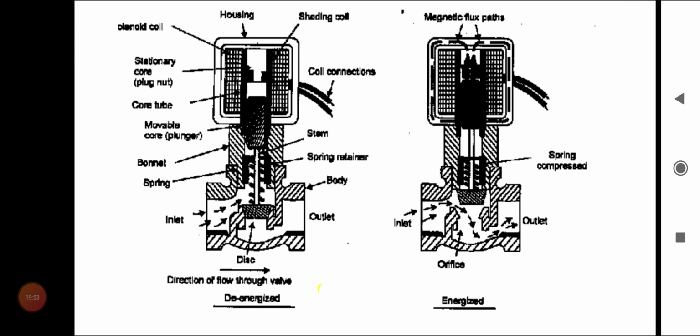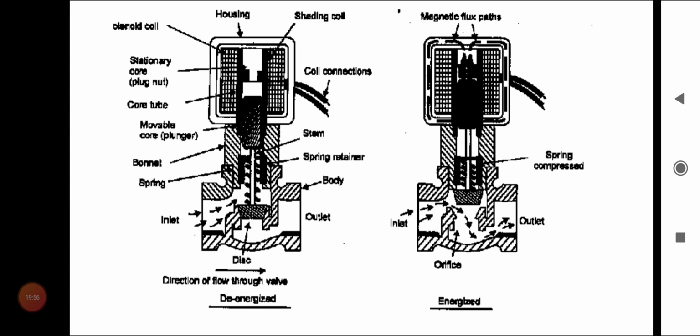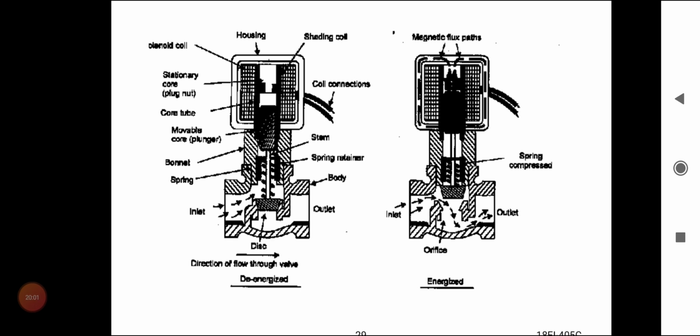Here we can see the direction of the flow through the wall de-energizing: housing, solenoid coil, sealing coil, coil connections, stationary core and plunger movement, the movable core plunger, and the stem position. The stem is connected to the disc of the single seat plug valve in the pipeline.